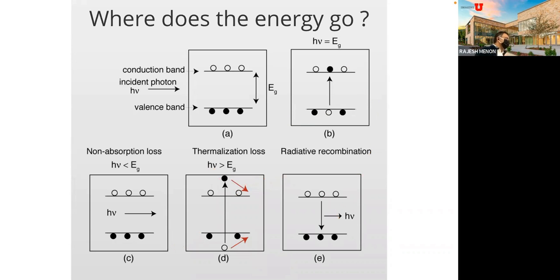Just to summarize, from a simplistic perspective, there are only three things that can happen. One, the photon is not absorbed. Nothing happens, it passes through. Two, the photon is absorbed, but with much higher energy. The energy of the photon is so high that you lose that extra energy as heat in the crystal. And three, you can have a radiative recombination, which means that the photons are absorbed, but they immediately recombine and another photon escapes. So in other words, no work is done. So those are three primary loss mechanisms.